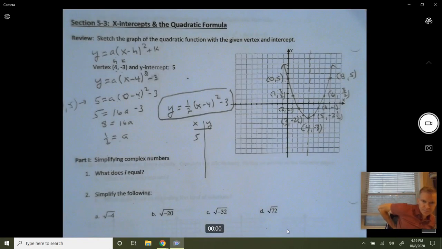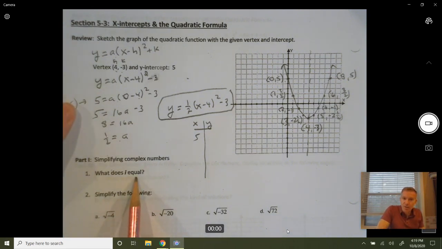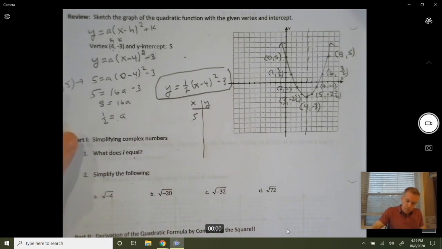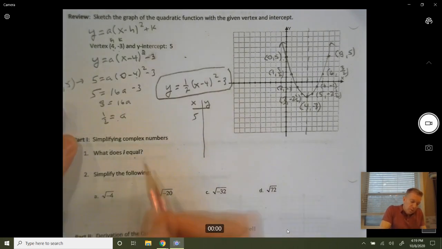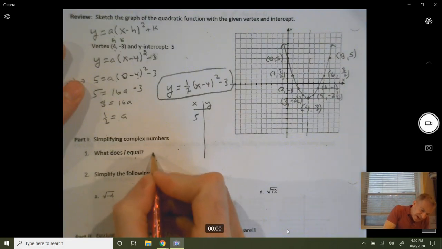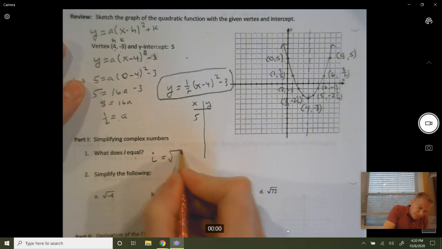Okay. Now we're going to introduce imaginary numbers here. In 5.4, we're going to go into a lot more depth on complex numbers and imaginary numbers, but in order to do the next part, we have to talk about this at least a little bit. So what does i equal? i represents an imaginary number. So far, we've only dealt with real numbers. You've always learned that you cannot take a square root of a negative number. Well, that's not really true. You can take a square root of a negative number. You just don't get a real number. You get something that's called an imaginary number. And this thing i is actually equal to the square root of -1.